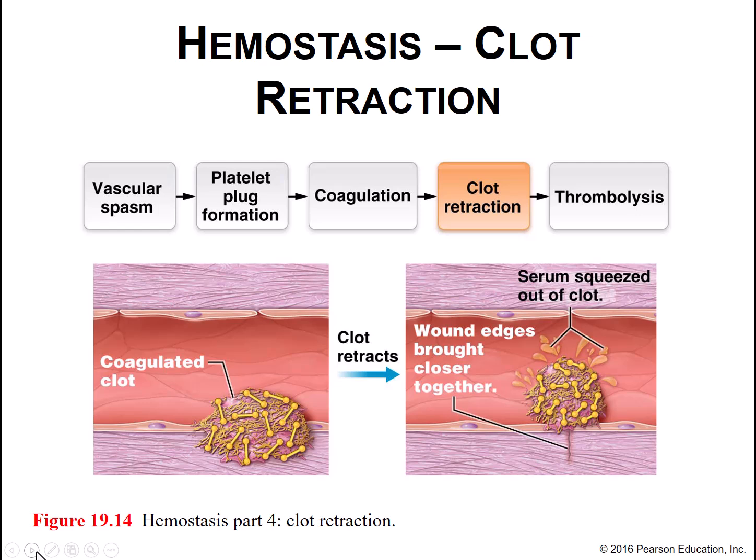All right, once we've got that clot made and stabilized, with the clot retraction, the platelets squeeze together. They actually have the actin and myosin similar to what we saw with our muscle contraction. And they squeeze, and when they squeeze, serum comes out. And so serum is plasma without any of the clotting factors. So plasma has all the clotting factors. Serum is the plasma without the clotting factors, because they've all just been used to make this clot and to convert fibrinogen to fibrin.